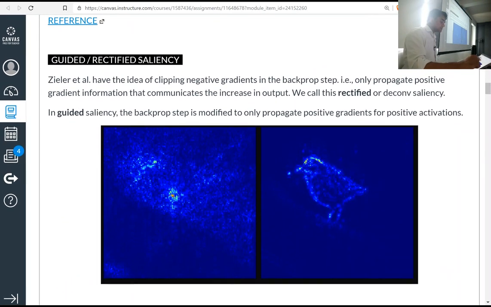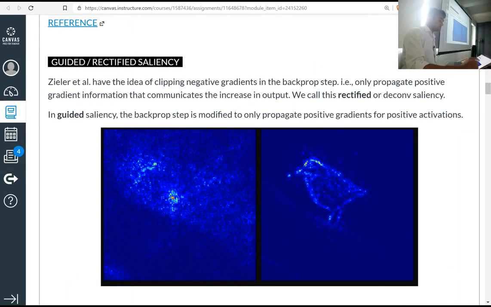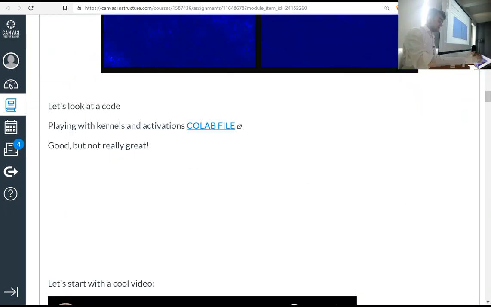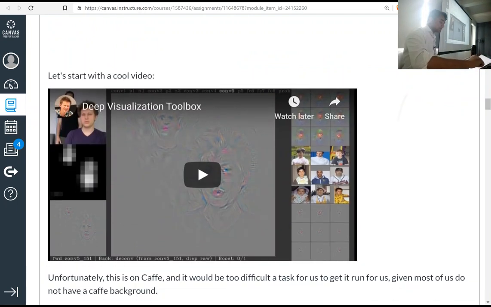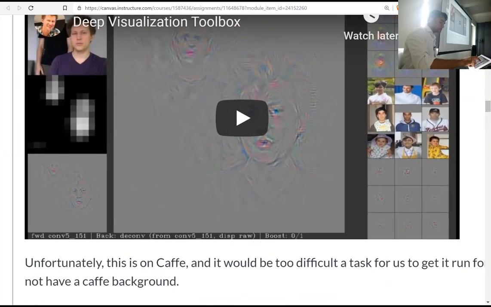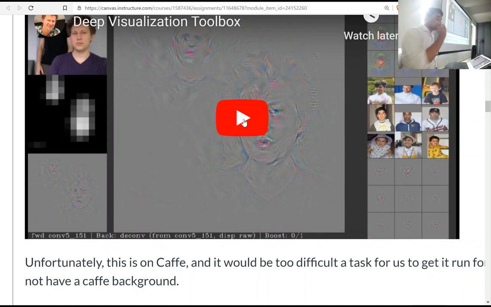Now this is another way, called guided or rectified saliency, and we are going to see that through the GradCam algorithm. So first we need to cover GradCam. Before we cover GradCam, I'd like you to look at this particular video. Unfortunately, the tool they've made is for Caffe, so we can't use it directly, but just look at this tool and what all it can do.